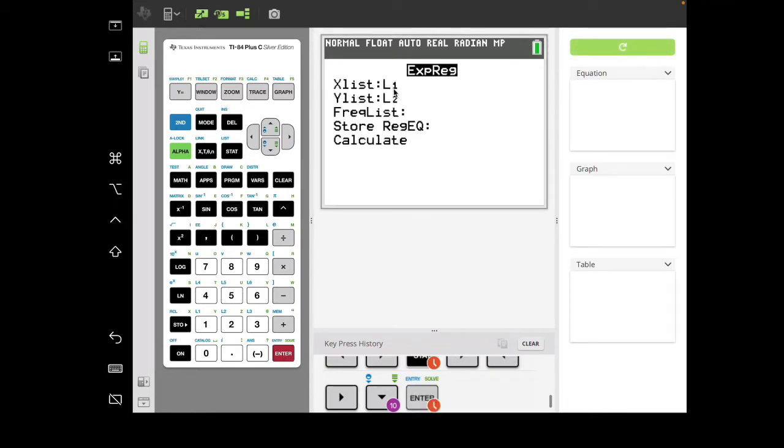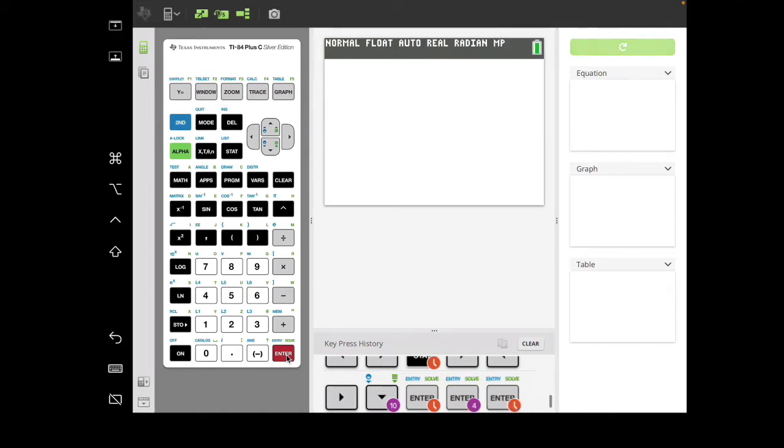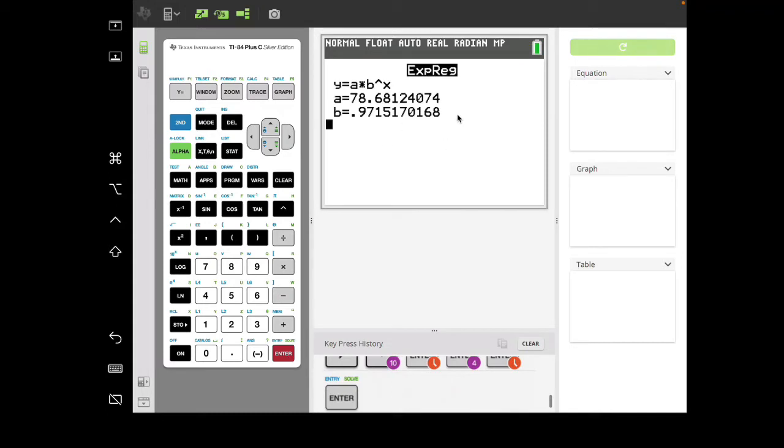Now, always make sure that you have L1 as your X list and L2 as your Y list. Some of you might not have that, so just keep pressing enter until you get an equation. Okay, so keep pressing enter until it does this for you guys. Okay, so once you have this, this is where you need to be. This is your answer. That's going to be really important.